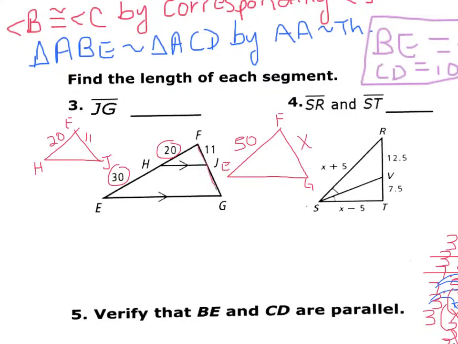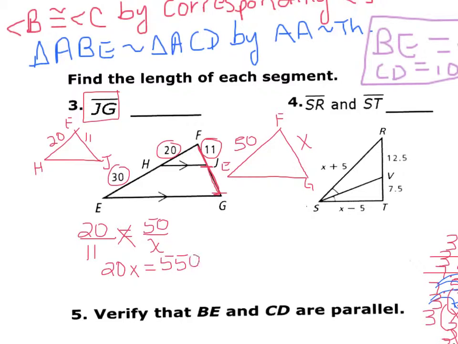So by finding X, which is the whole piece, later on I can come back and I can just subtract the 11, and that would give me the JG, okay? This piece that I'm looking for. So let me set it up. The proportion would be 20 is to 11 as 50 is to X. When you cross multiply, that is 20x equals 550. Then you divide by 20.